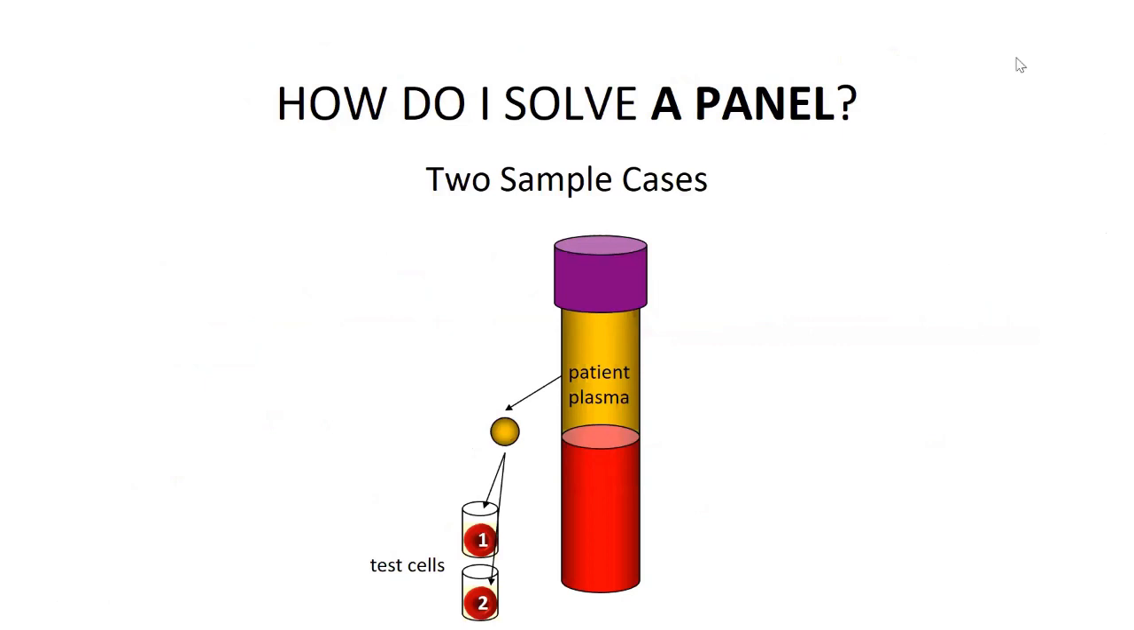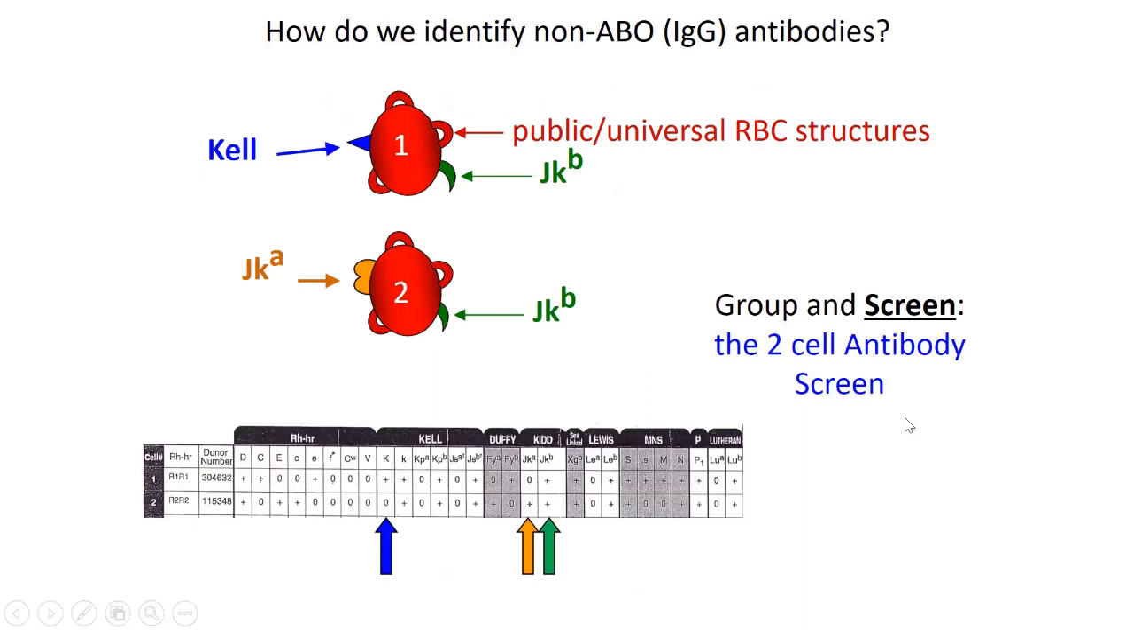How do you solve a panel? Well, let's take a look at 2 sample cases. Your patient's plasma is being examined against test cells. In the 2-cell screen, your patient may have antibodies against any of these classic structures of significance.